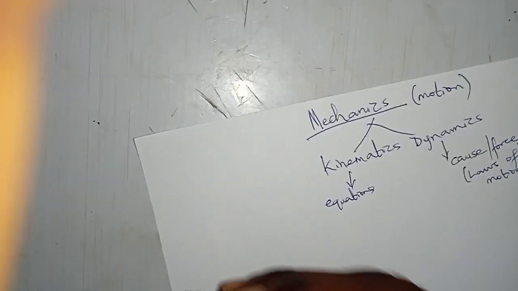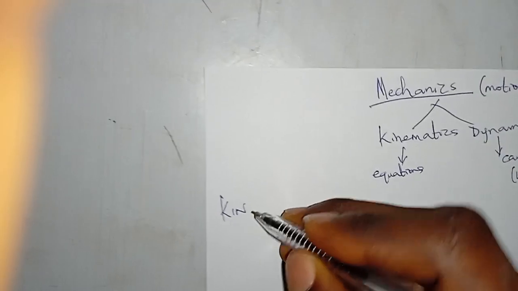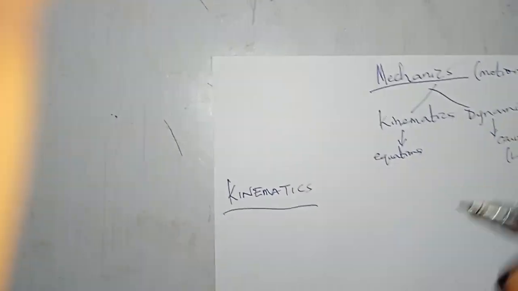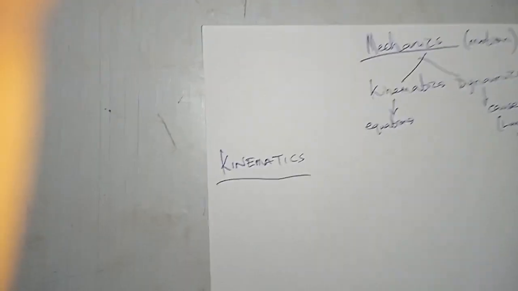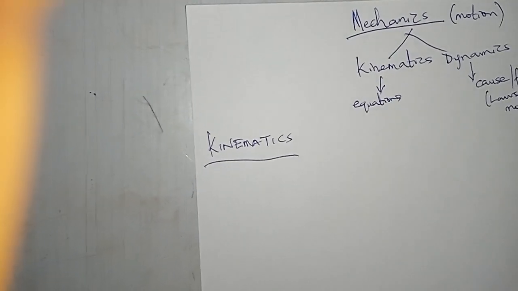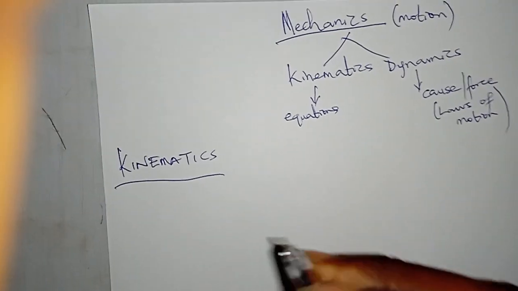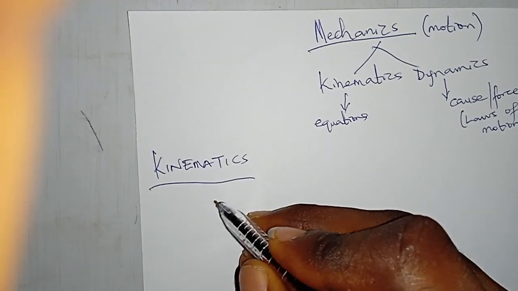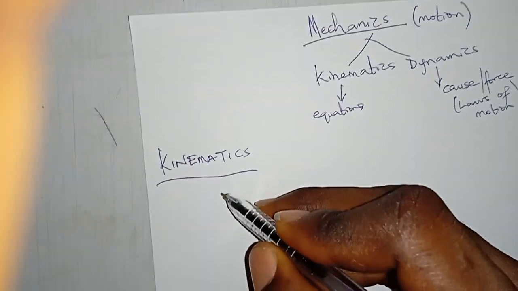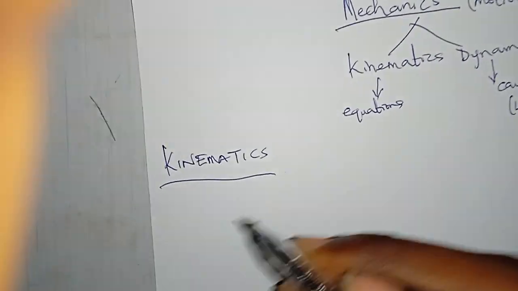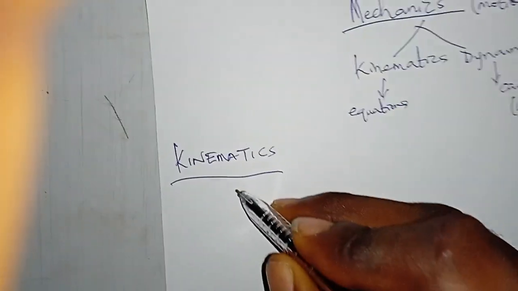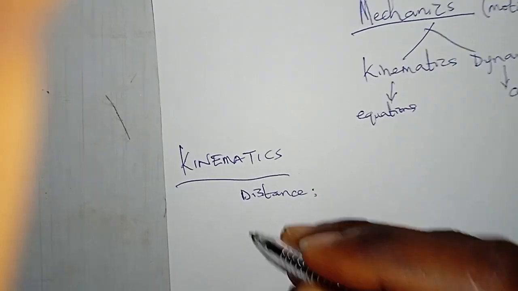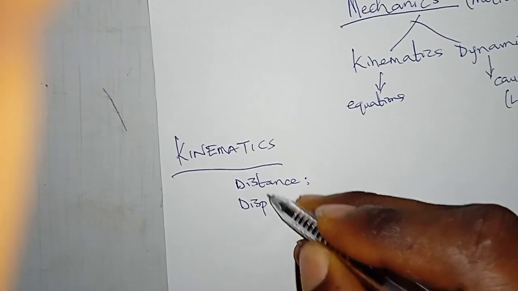So today we're going to treat kinematics. The study of motion without paying attention to the force causing it is known as kinematics. Now, under this kinematics, there are parameters or terms associated with it. The first one is what we call distance. The second one is what we call displacement.